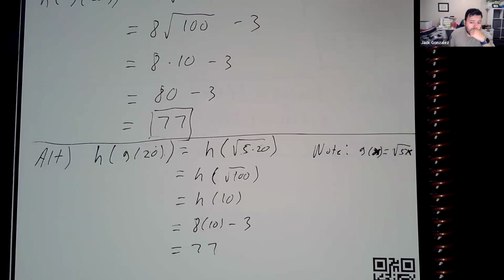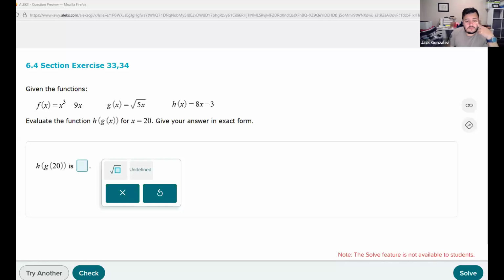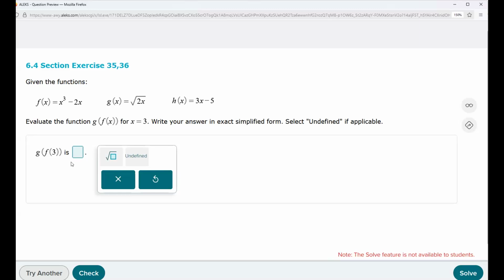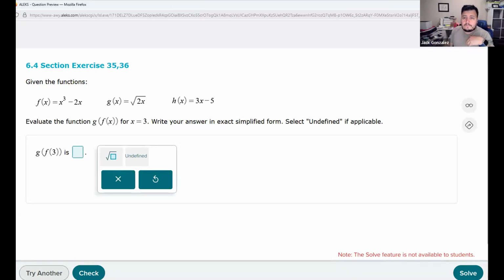Okay. That was 5. Let's look at 6. 6 is the same deal. Would you like to do this one? Sure. Okay. Let's do it. So they're given, this is 6.4, number 6. Super hungry all of a sudden. Weird.